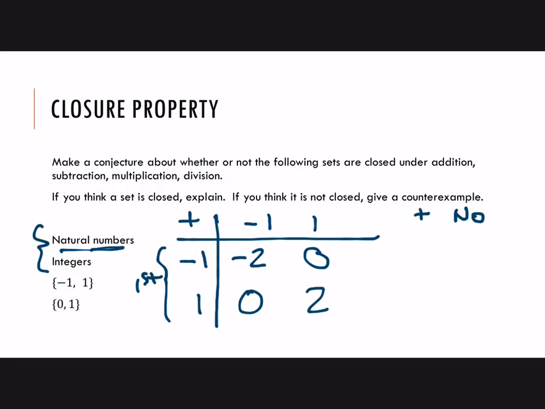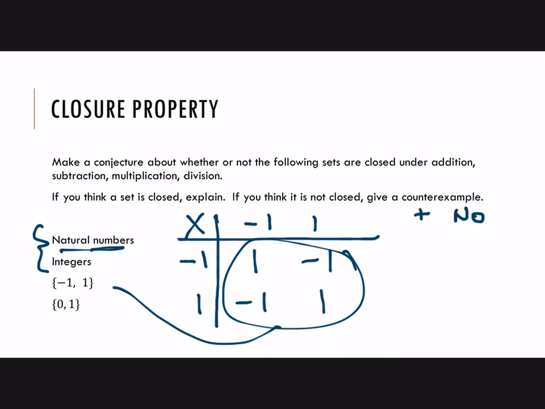Okay, now let's try the same thing, but let's try this for the other operations. So let's do multiplication next. Okay, so -1 times -1 is 1, -1 times 1, 1 times -1, and 1 times 1. Now in this example, all of these answers came from the original set, so this one is closed. We can say that this set is closed under multiplication.